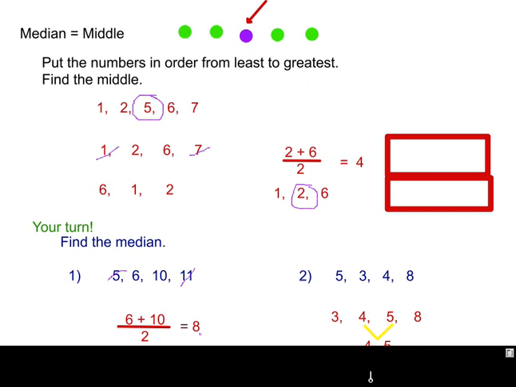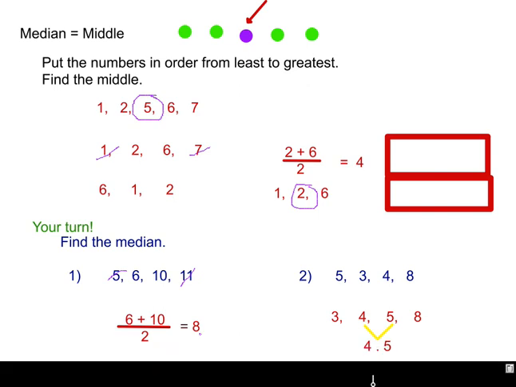For number 2, the first thing you had to do was put the numbers in order. So if we list them as 3, 4, 5, 8, we can see that 3 and 8 cancel out, and we have 4 and 5 left. In between 4 and 5 is, of course, 4.5. You could also have added 4 and 5 together to get 9. Divide by 2, and again, you'll end up with 4.5.